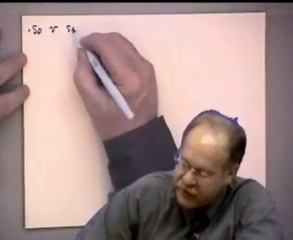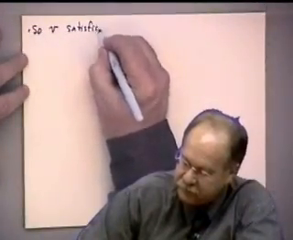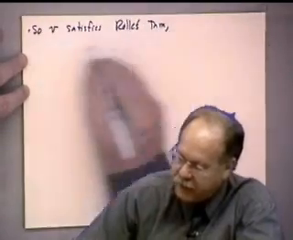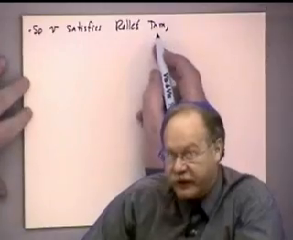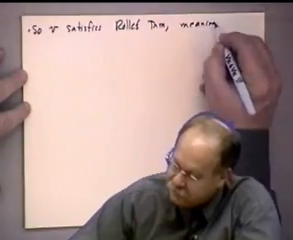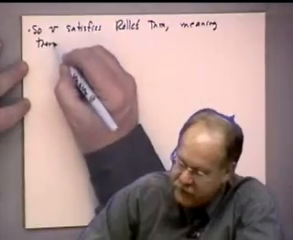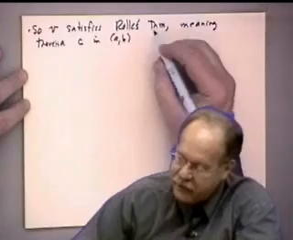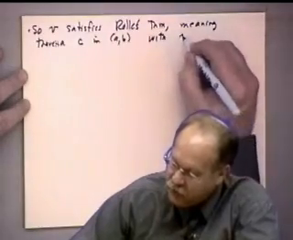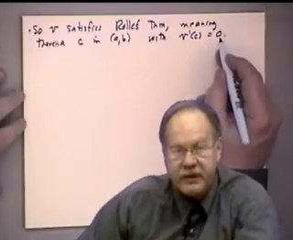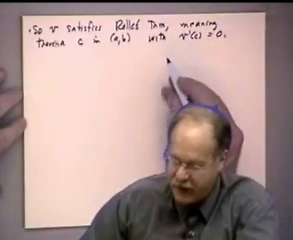So v satisfies Rolle's theorem, or more properly, the hypotheses of Rolle's theorem, and therefore the conclusion follows. Meaning, there is a number c in the open interval (a, b) with the derivative of this function at c being equal to 0. So v prime of c is equal to 0. Rolle's theorem gives us that.